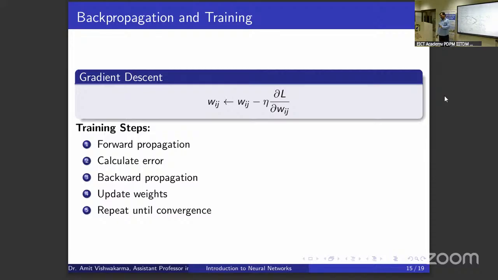Okay, any doubt? So forward propagation goes in this direction, backward propagation starts from this. We do this again and again until we obtain some acceptable solution. What is convergence? Finding some low value of mean square error.